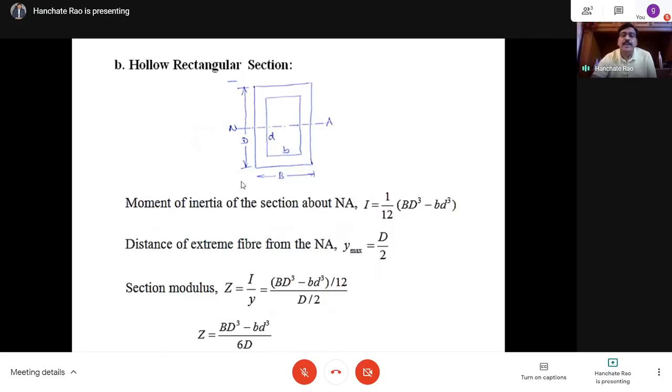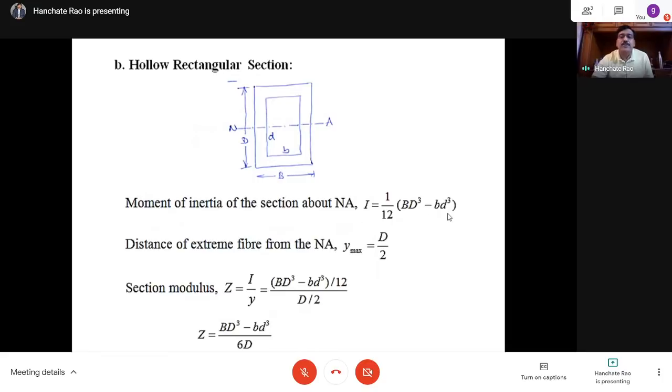So for a hollow rectangular section with capital B, capital D outer dimensions and small b, small d inner dimensions, the moment of inertia of the section about the neutral axis is I equal to 1/12 of capital BD cubed minus small bd cubed. So we have two rectangles, one big rectangle BD cubed by 12. In the small rectangle there is no material, so we have to do minus.